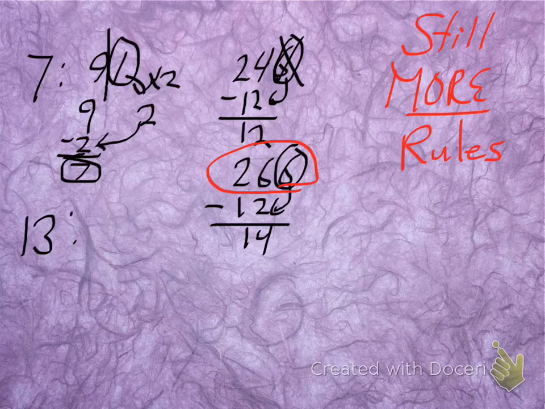So, you're not going to be responsible for this rule on a quiz or a test or anything. I just thought it'd be fun to show it to you, that there are some crazy rules. Now, you could argue, and a lot of people do, if you just take 266, isn't it easier just to divide it by 7 and see if it works?